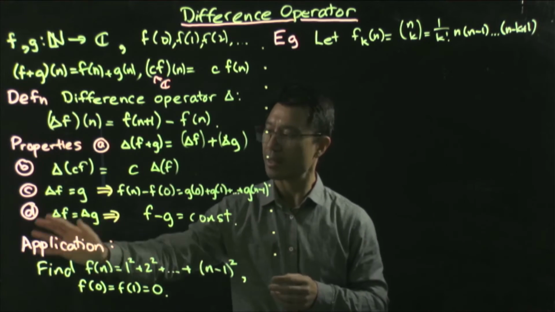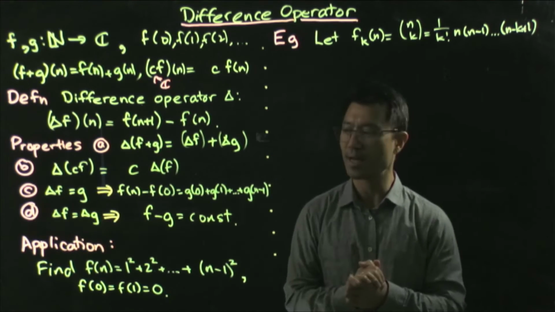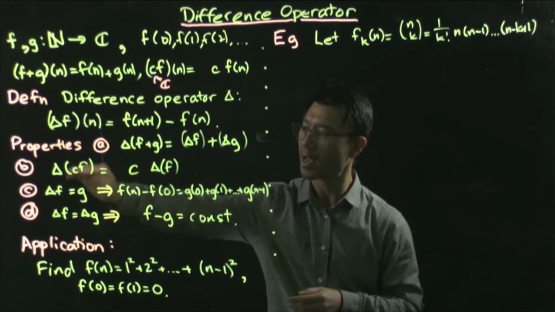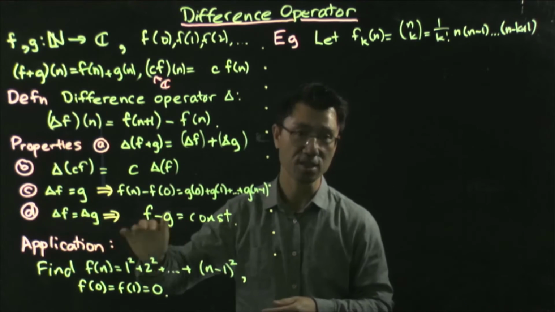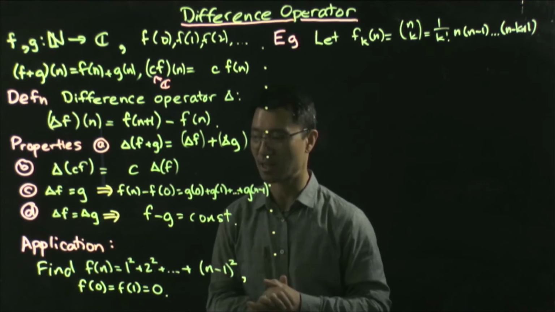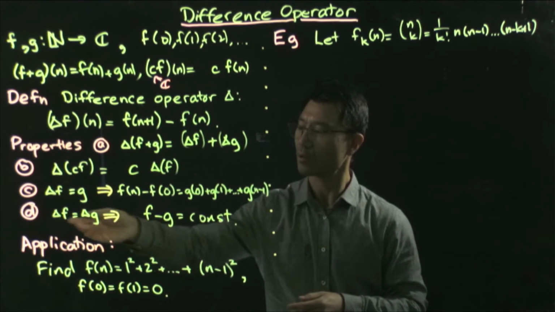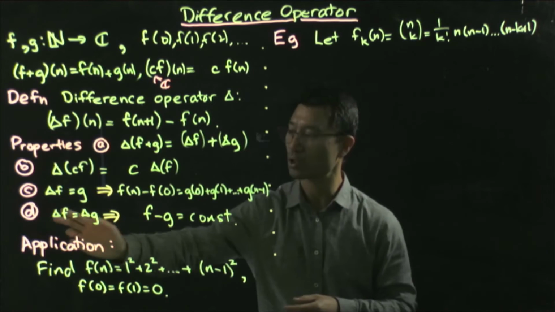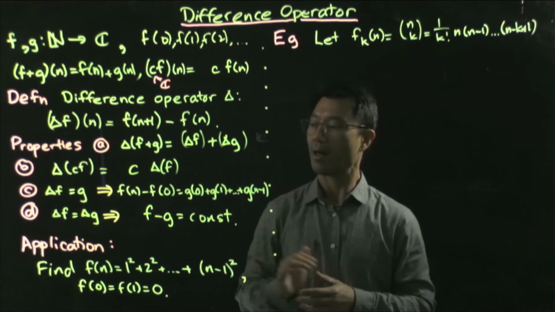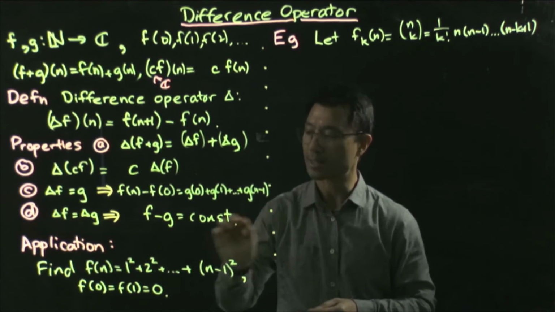So this is the upshot of part D. It's quite easy to see from parts A and B. You can also prove this directly too. And that's not bad. So to sum up, if two sequences are such that when you apply delta to them, you get the same thing, then they have to be the same up to some additive constant.